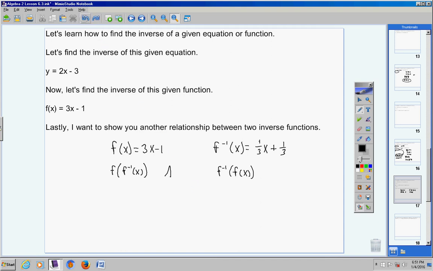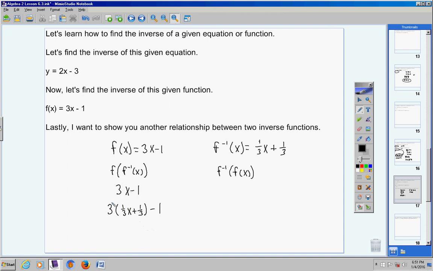Watch what happens. So, let's start off with this one right here. What letter's on the outside? F. So you write your f function right here. Now, everywhere there's an x, you put a big parentheses. Now, what's the next letter? F inverse. So you come over here and get your f inverse, and you put it over here. Now simplify this expression and watch what happens.